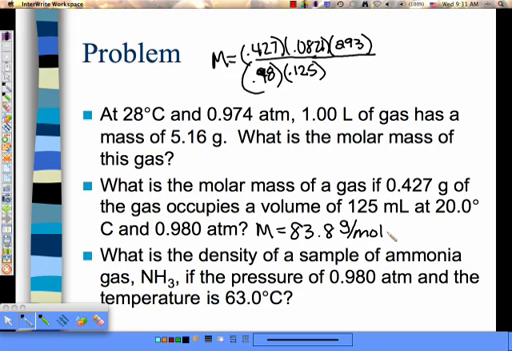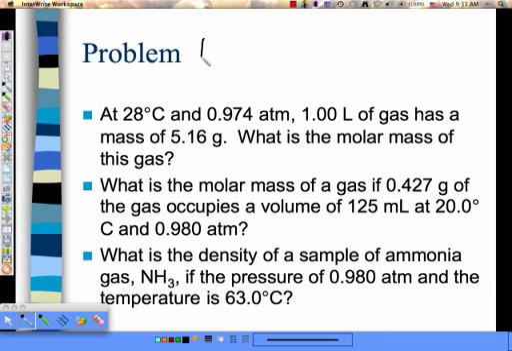Okay, the next one has to do with densities. We're using that other equation, which was what? D equals PM over RT.